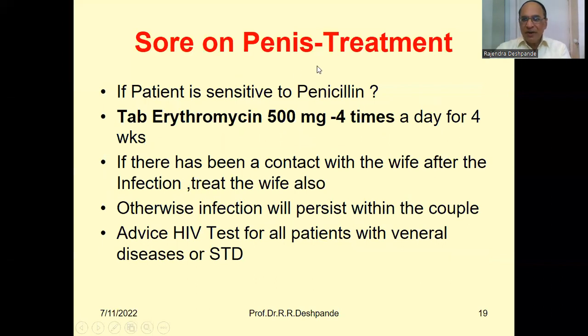Sore on penis treatment. If the patient is sensitive to penicillin, what to do? Give tablet erythromycin 500 milligram 4 times a day, 8 a.m., 12 noon, 4 p.m., 8 p.m., 4 times a day for 4 weeks, 1 month you have to take this tablet. Generally, we don't take antibiotics for more than 5 or 7 days. But as this is a case of syphilis, the antibiotic should be given for a minimum of 1 month.